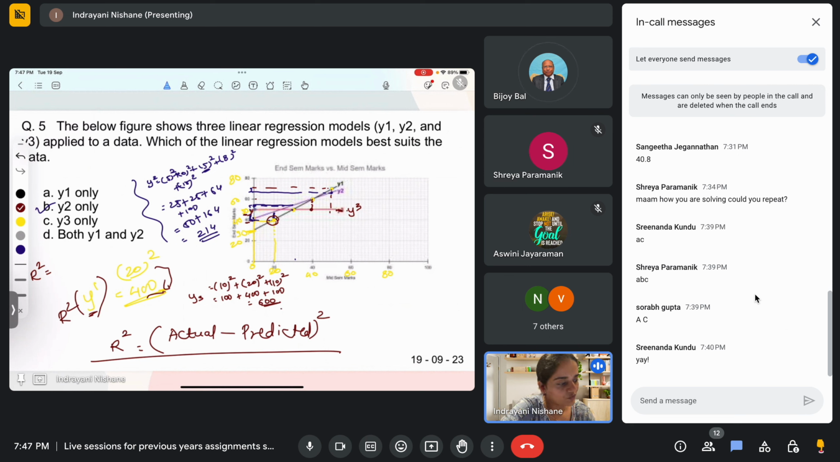Similarly for y2, which is the purple line in the graph here, we have calculated the difference for every data point. We started from the top and came to this last value over here.